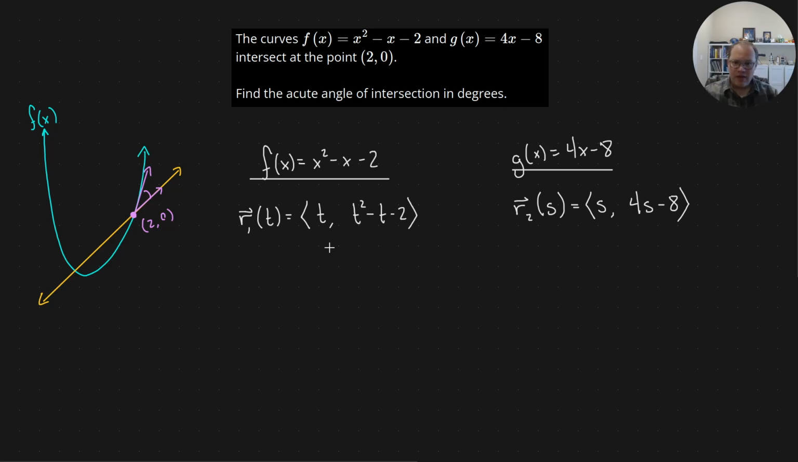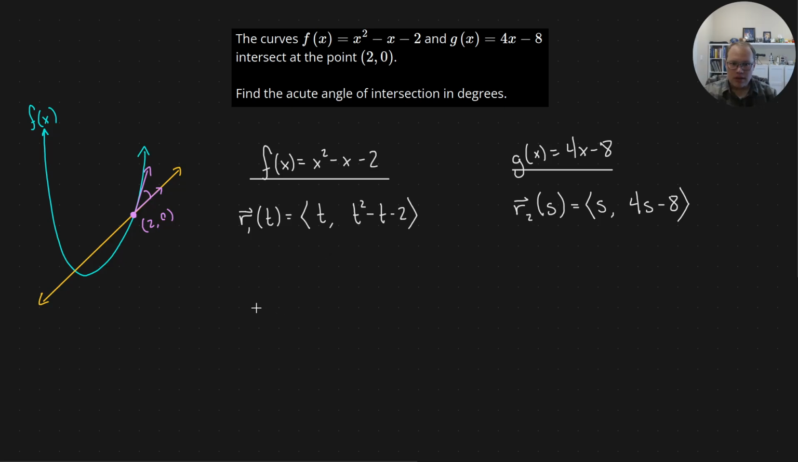So we need to figure out what is the value of t when this function reaches this point, and what is the value of s when this function reaches this point. We're going to need that in order to find at exactly what t and exactly what s we want to calculate our tangent vectors.